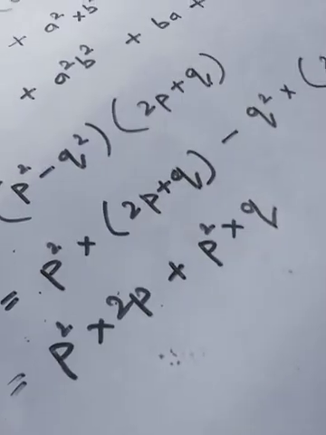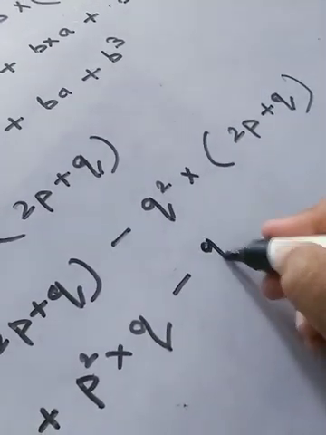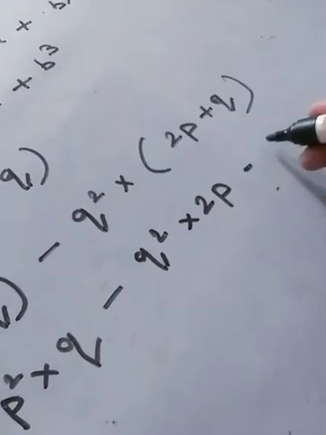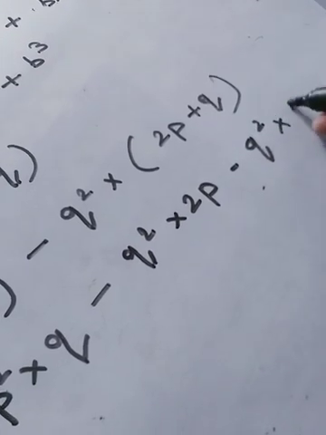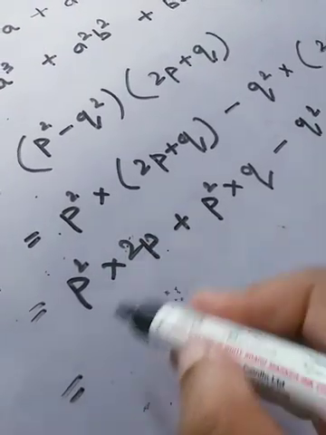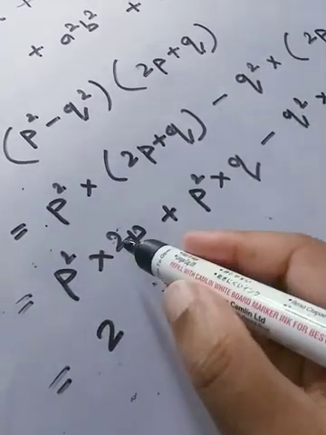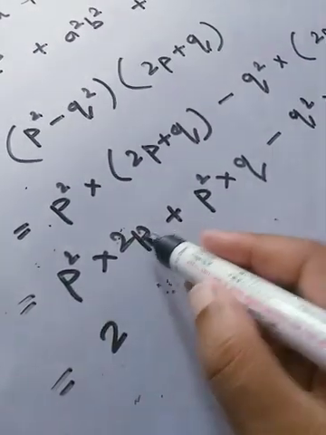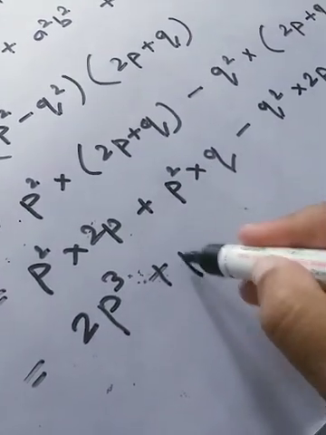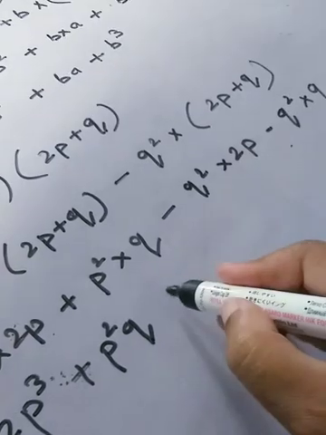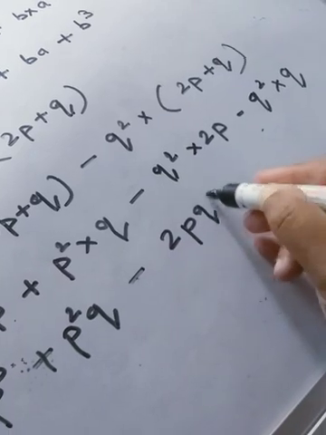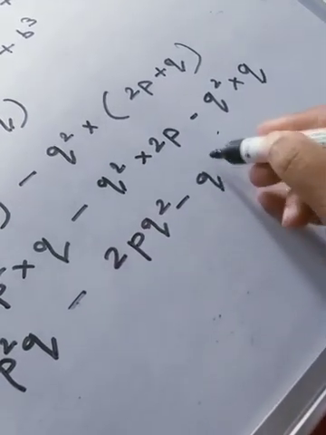Now with this q square we have to multiply this 2p, minus plus is minus, and multiply this q square into q. Okay, now what is the product of p square into 2p? There is no number, so 2 ones are 2, so how many p's are there? 3, so we'll write 3. Now p square into q, the product with this only. Now if you multiply this, the answer will be 2p q square, and the product of this one will be q cube.